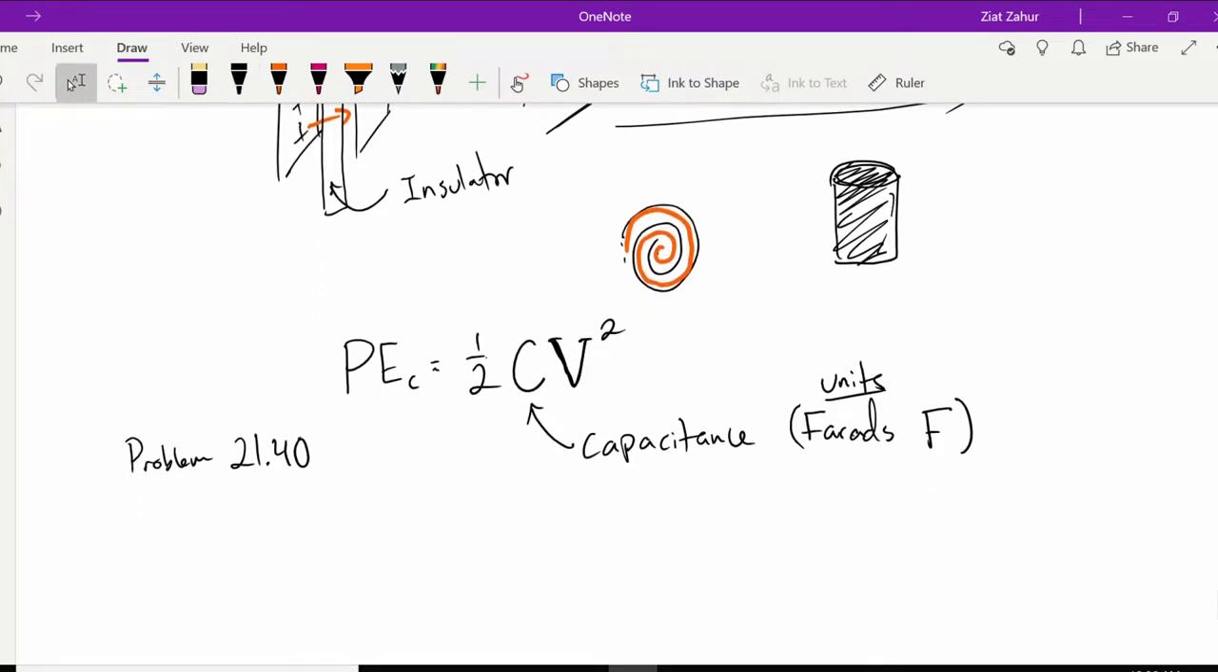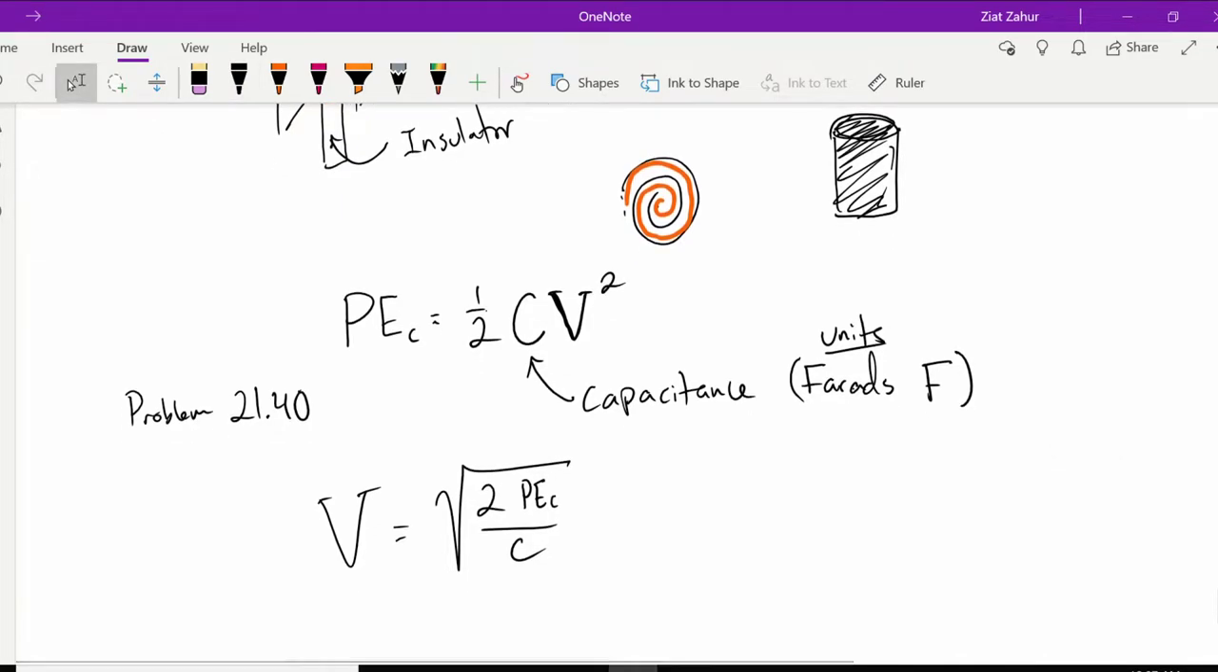And this is just essentially a plug and chug. You have the energy, you have this capacitance, and you're just looking for the voltage. So the square root of 2 times the energy divided by the capacitance should be your V, the voltage across the capacitor.